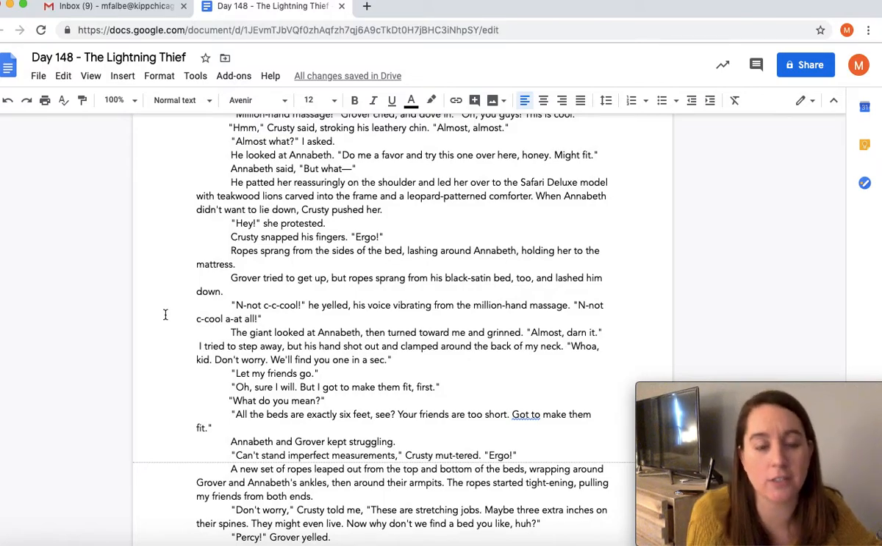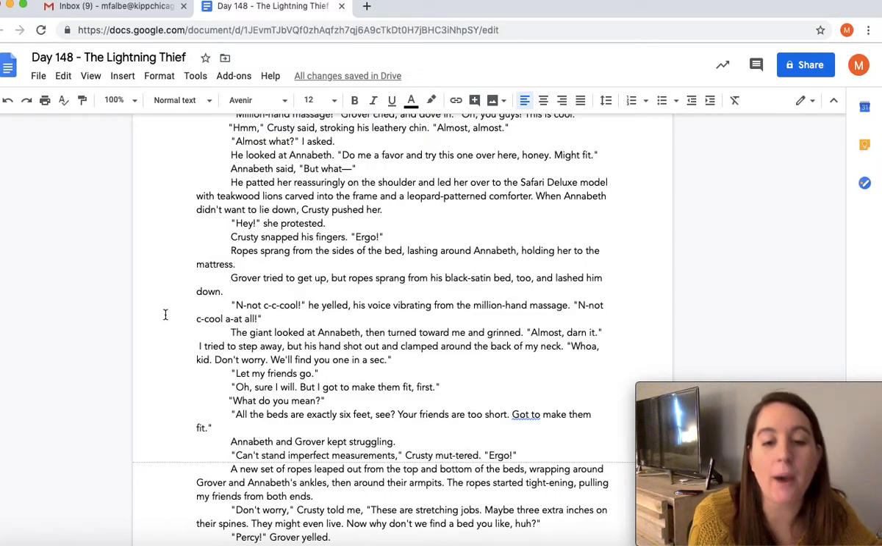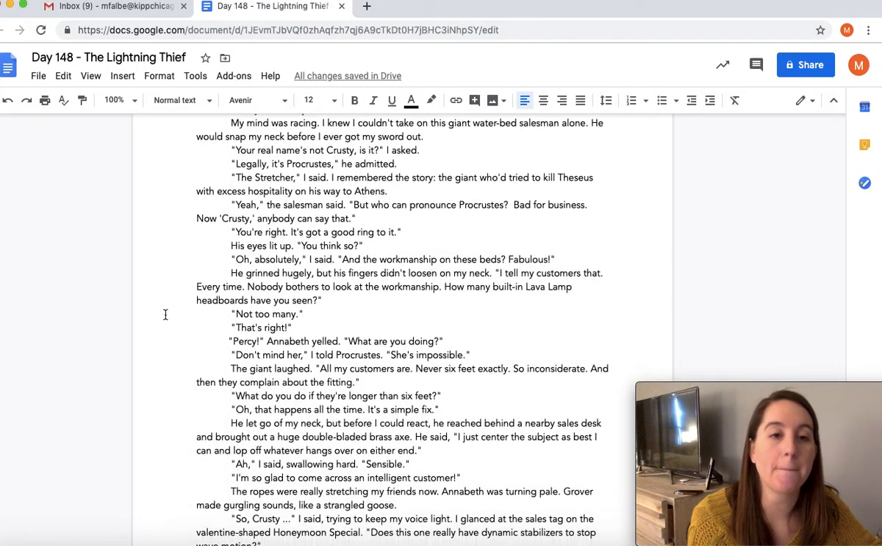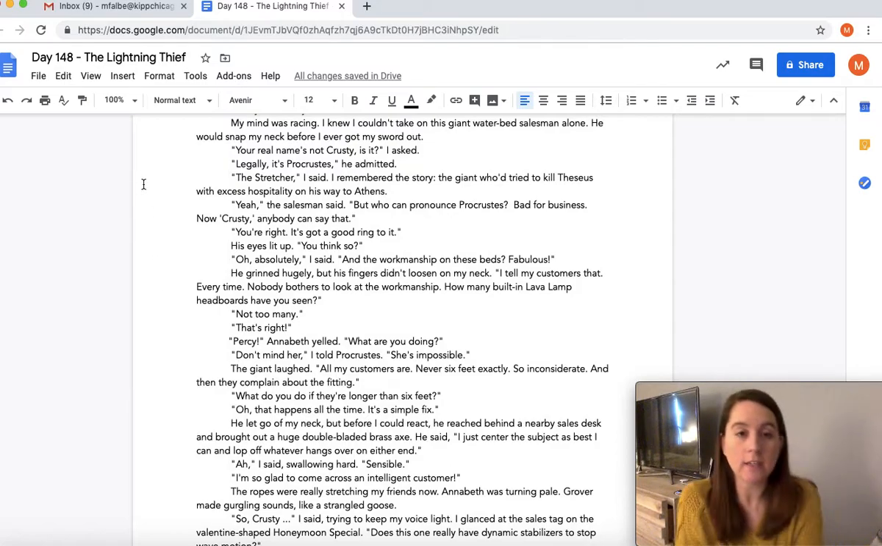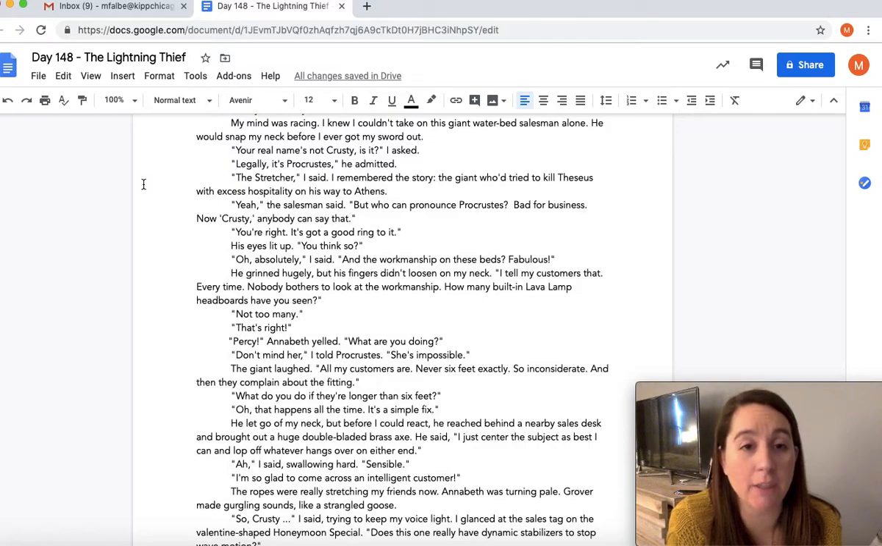The rope started tightening, pulling my friends from both ends. "Don't worry," Krusty told me. "These are stretching jobs, maybe 3 extra inches on their spines. They might even live. Now why don't we find you a bed, huh?" "Percy!" Grover yelled. My mind was racing. I knew I couldn't take on this giant waterbed salesman alone. He would snap my neck before I ever got my sword out.